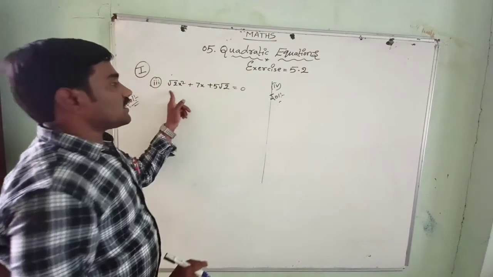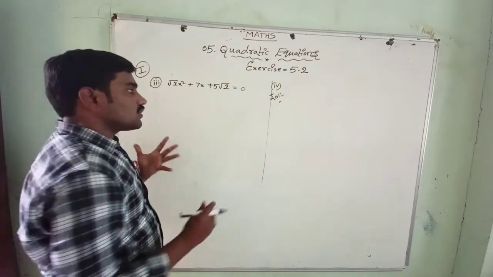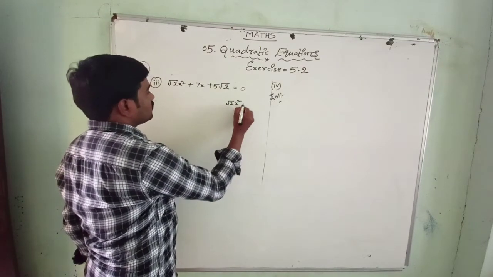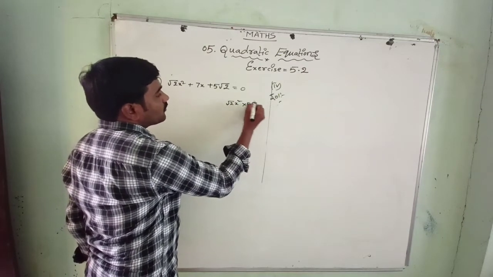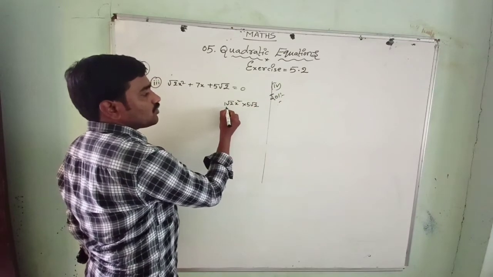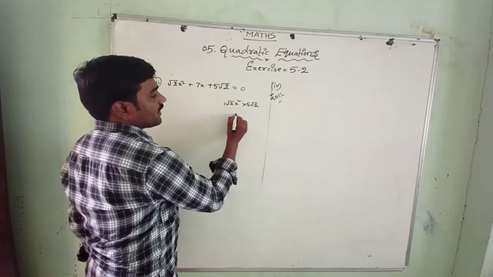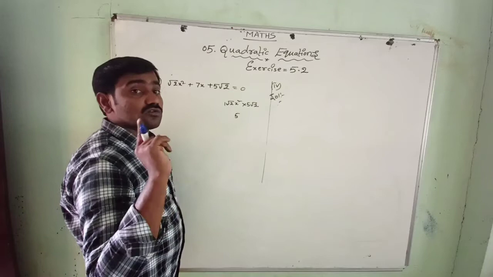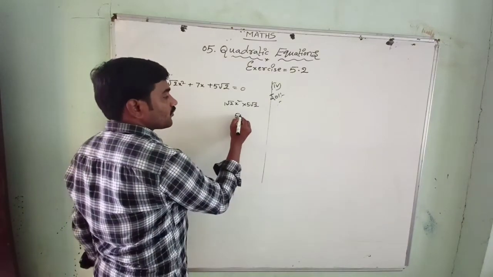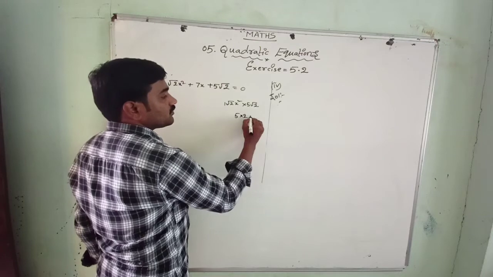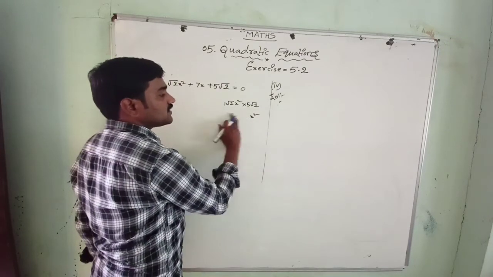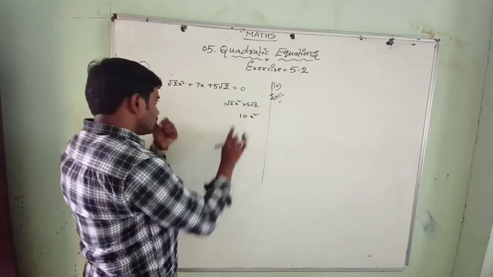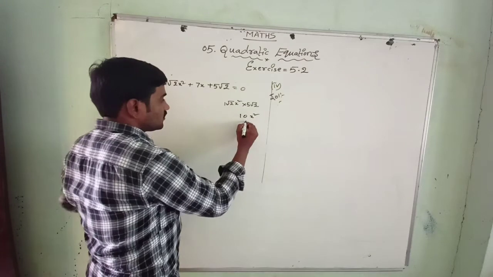You should not get worried that we got root numbers here. Let us do the same procedure. Here √2 into x² into 5√2: 1 into 5 into √2 × √2, that is √4, whose value is 2. So 5 into 2 is 10. So it is 10x².